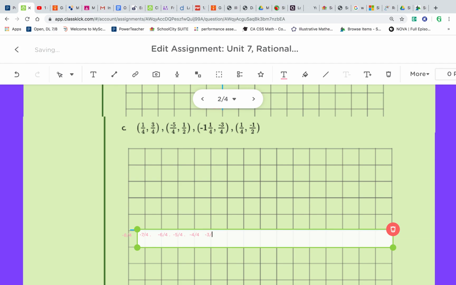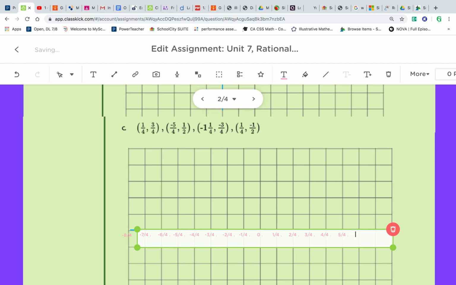It's going to be negative 3/4, negative 2/4 or negative 1/2, negative 1/4, 0. Okay, I know that could be a little bit tricky. That's 0. This would be 1/4. This would be 2/4, which is 1/2. 3/4. 4/4, which is 1 whole.